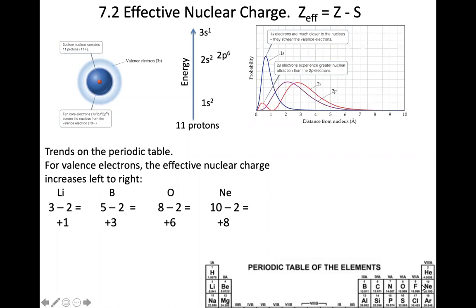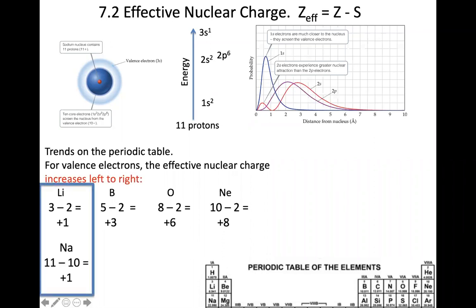In fact, when I reach my noble gas on the far right-hand side, my effective nuclear charge has reached a maximum. I see that the effective nuclear charge is increasing left to right for the valence electrons, and it reaches a maximum when I get to the noble gas. What happens after I go from the noble gas, like from neon, back over here to sodium? The trend has been increasing left to right, but what happens with sodium?